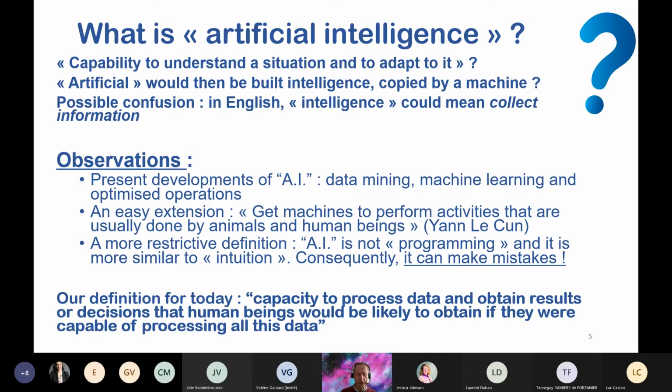The third observation is a more restrictive way to define it. AI is not programming, which is giving rules. It is more similar to intuition. This means that we cannot always understand how the result or decision was obtained, but it usually makes sense. And it can make mistakes.